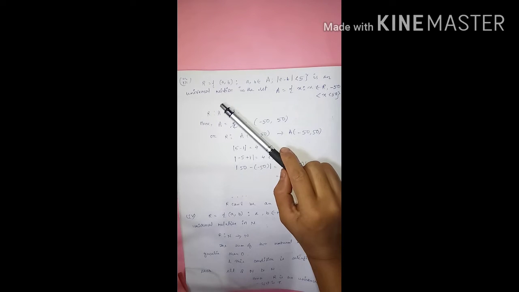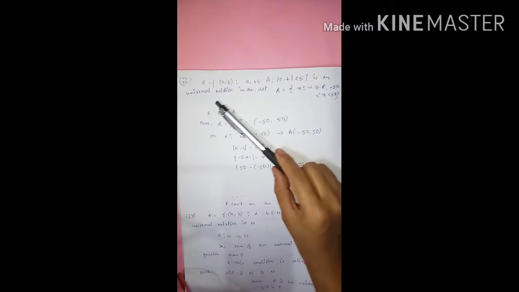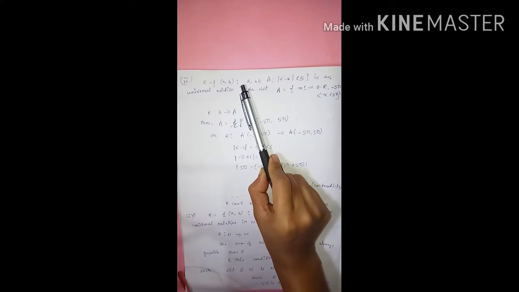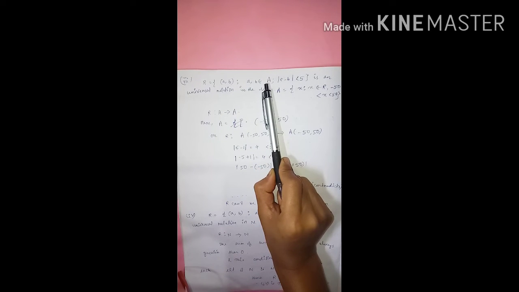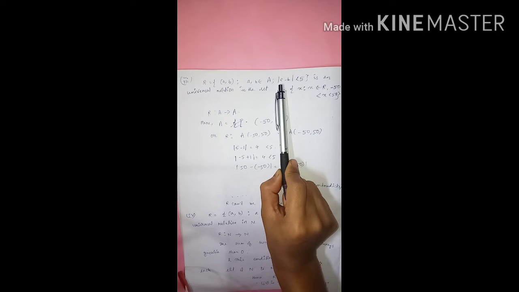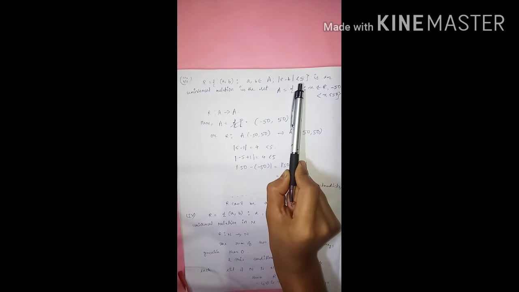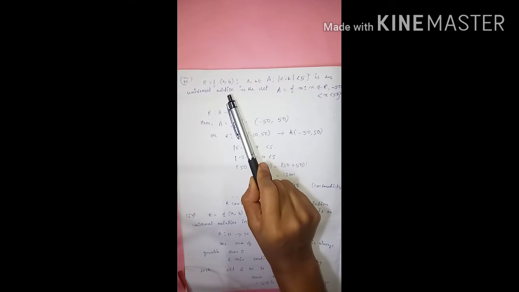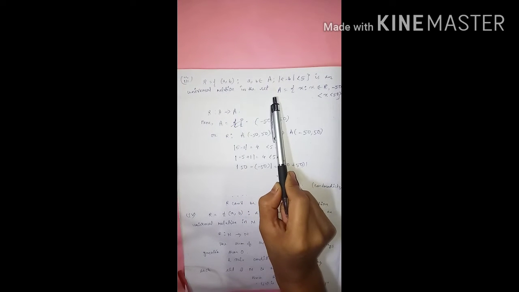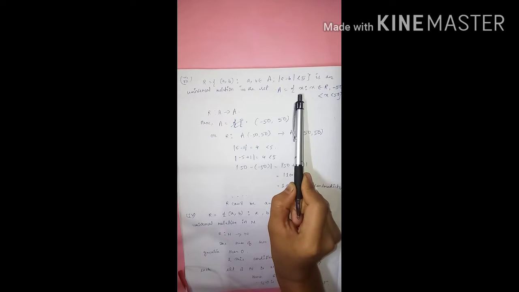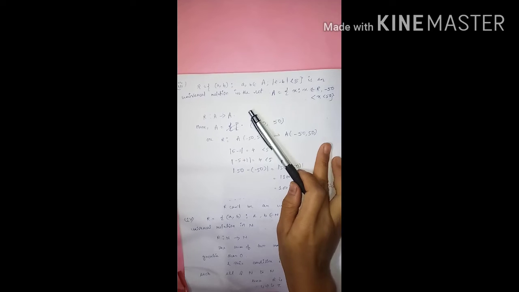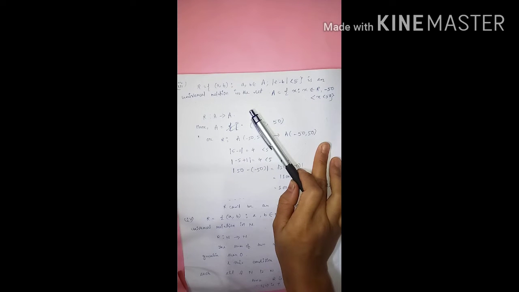Now come to the third question. Number 3. R equal to ordered pair A comma B such that A and B belong to a set A and modulus of A minus B is less than 5 is a universal relation in the set A equal to X such that X belongs to R, where minus 50 less than X less than 50.